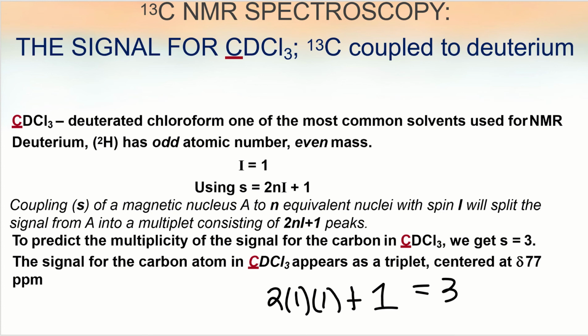Right, so anytime you see a carbon spectrum that is run, if the solvent is deuterated chloroform, you will most definitely see a peak at around 77 ppm.